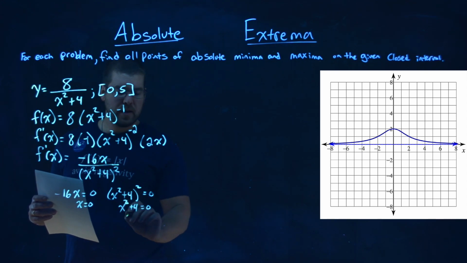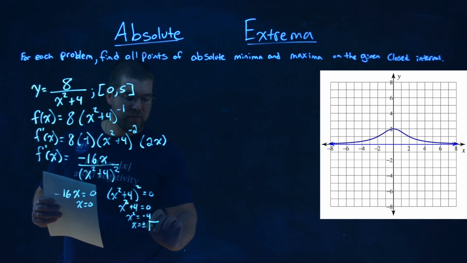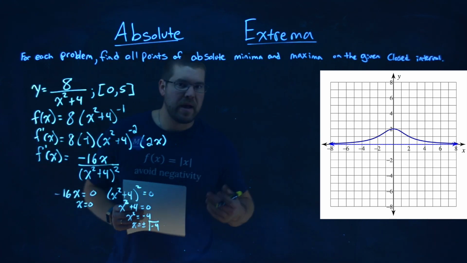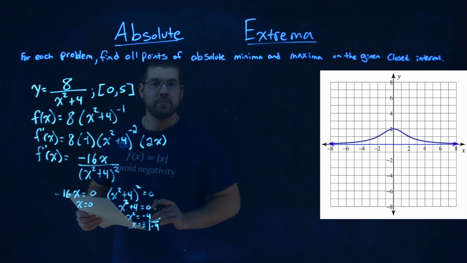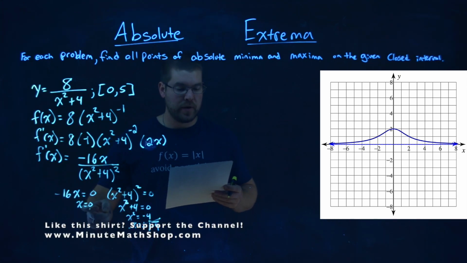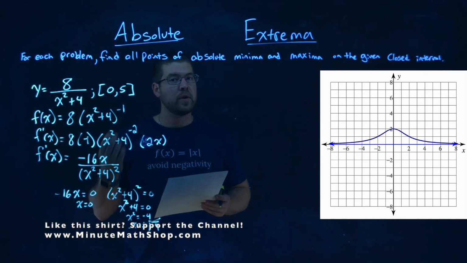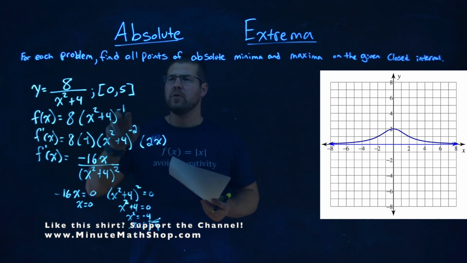Subtract the 4 from both sides: x squared equals negative 4. Square root both sides: x equals plus or minus the square root of negative 4, which is an imaginary number, which is out of our domain. So we don't need that. The only value we're really looking at here is 0. It's the only critical value. So we need to test the critical value as well as the endpoints of our interval, because they're closed.